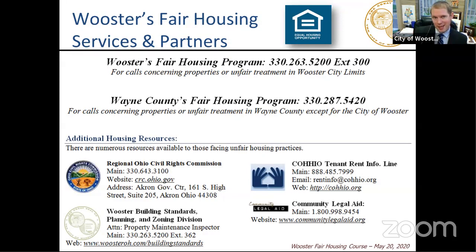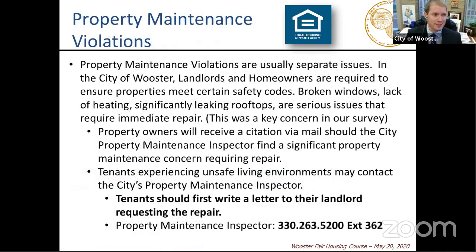We take a look at property maintenance concerns and safety concerns that might be an issue for ensuring safe housing. While that's a little bit different and more on the landlord-tenant side, it is something that our community cares very much about, and we take efforts to ensure that housing is safe for all of our residents.